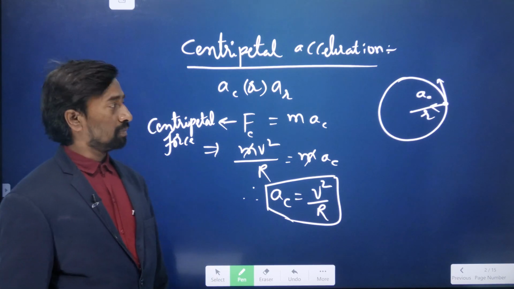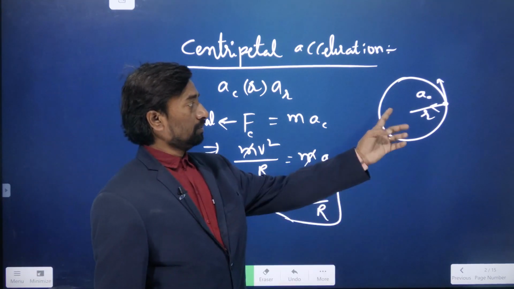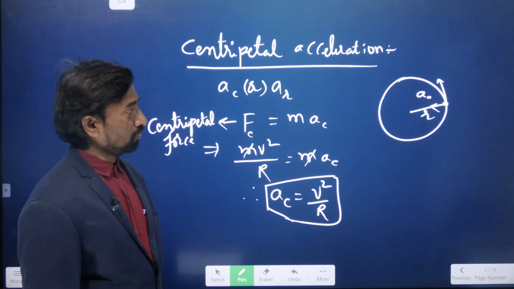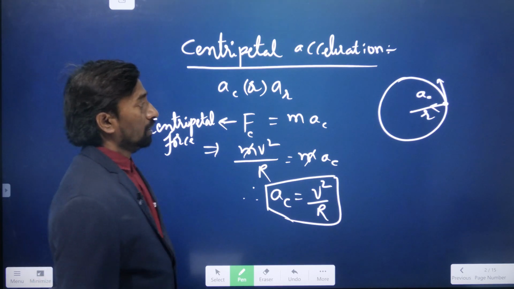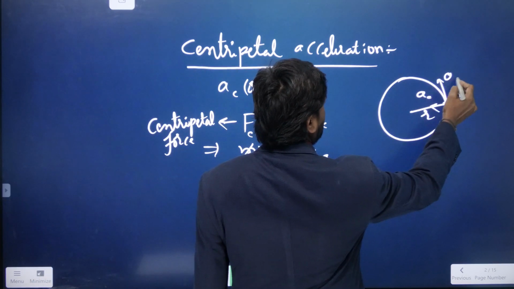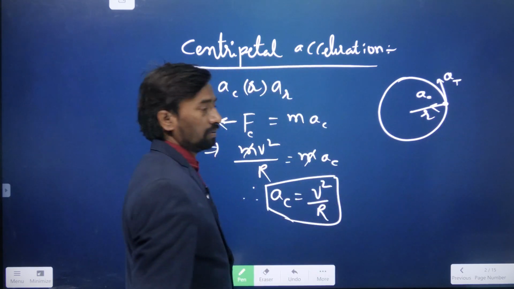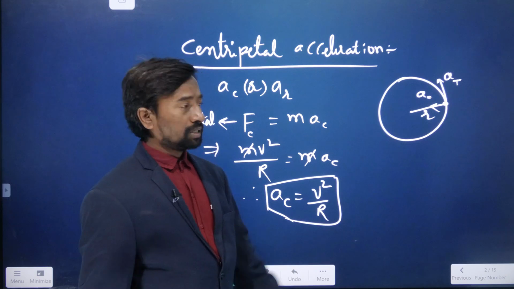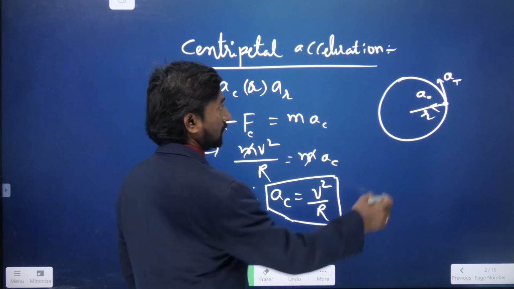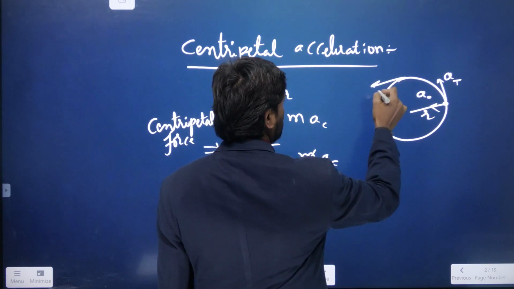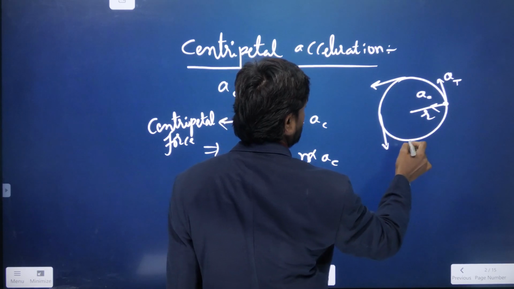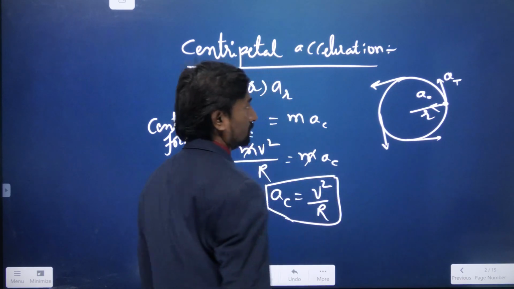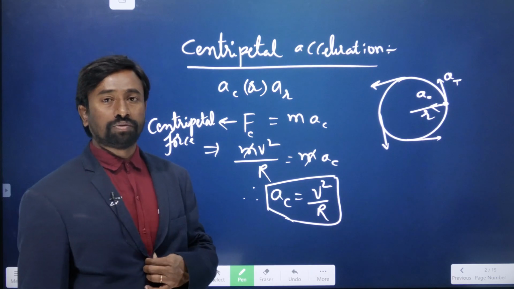Okay, at the same time now. If all the particles are moving in a circular path, then along the tangent there is also a tangential acceleration. Because of the velocity, when the particle comes here, the velocity will be like this, which means the direction of the velocity changes. If the direction of the velocity changes, then the acceleration of the body also changes.